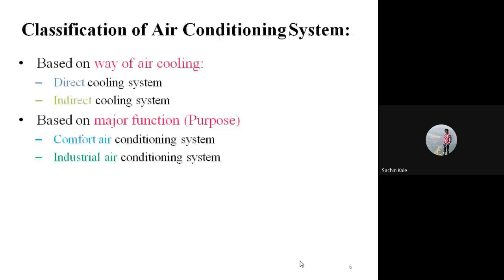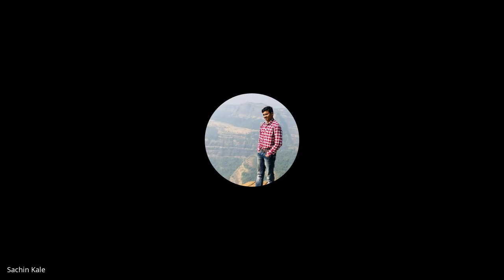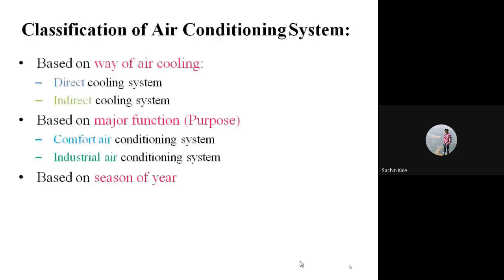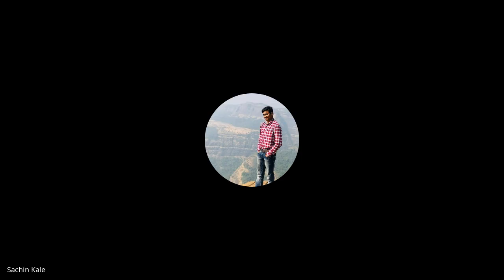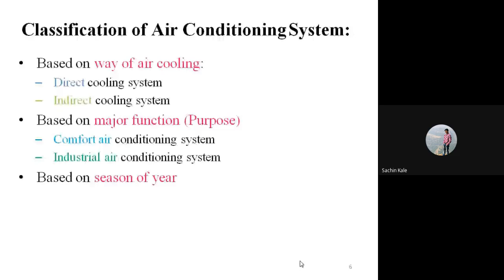Then the third basic classification is nothing but based on season of the year. Season of year means, in case of summer season, if you are doing the air conditioning by using the air conditioning equipment, that will be called a summer air conditioning system. Because we know that in summer season, we require to do cooling and dehumidification, whereas in winter air conditioning, we require to do heating and humidification.